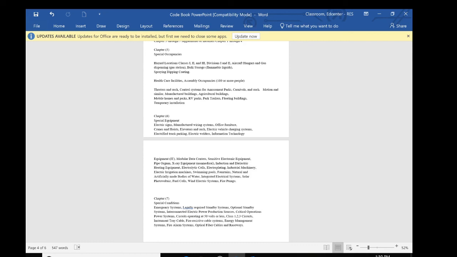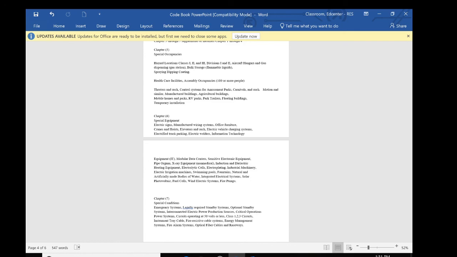Wind electric systems, not that much. Fuel cells. Fire pumps, if you're doing a bigger multifamily, you're doing podiums and wraps and multi-use buildings, fire pumps, you're definitely going to run into that. And so fire pumps are a big thing that we're going to need to. But those are special equipment, and they're treated a special way. A fire pump usually has its own service.